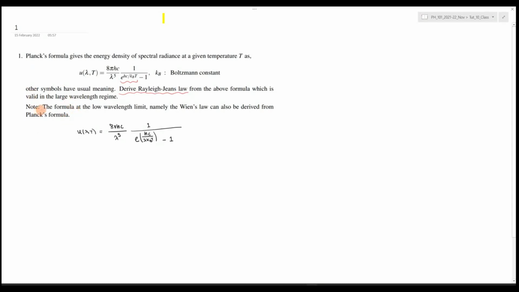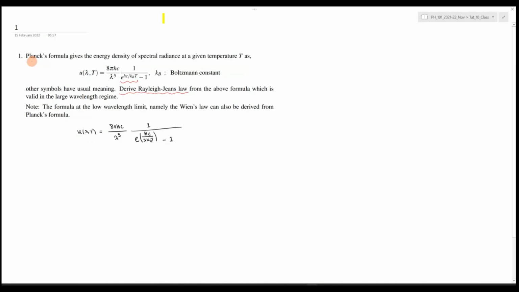There are actually 6 problems, and all of the problems are relatively simpler as this is the first tutorial of this fourth part of this quantum mechanics series. So, it's the fourth part of this PH101 series.